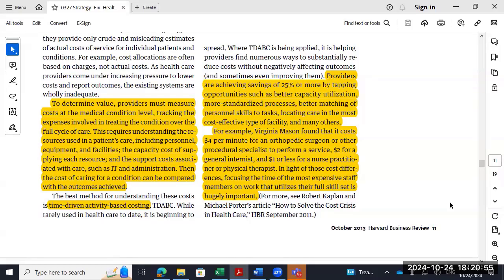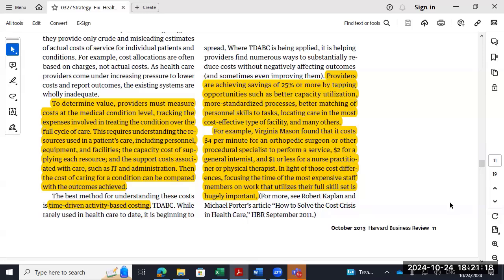Providers are achieving savings of 25% or more by tapping opportunities such as better capacity utilization, more standardized processes, better matching of personnel sets to tasks, locating care in the most cost-effective type of facility, all those type of things that make perfect sense in any other industry, but in this industry it doesn't make sense because of the way they're incentivized. So here's an example.